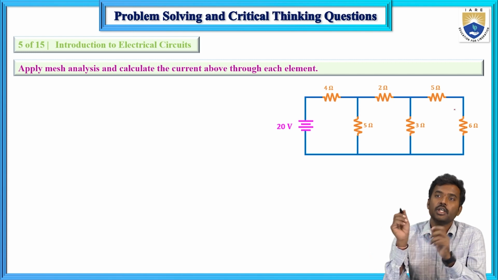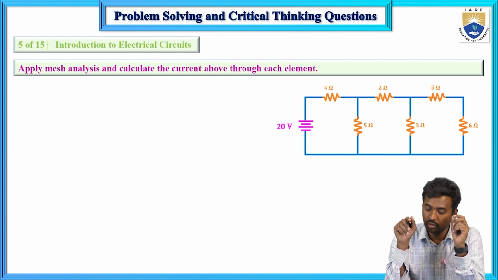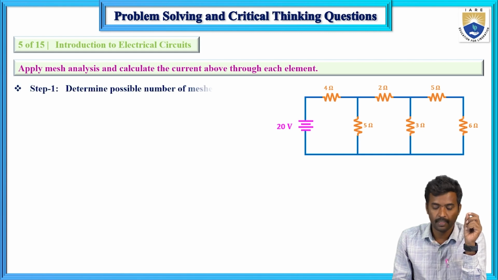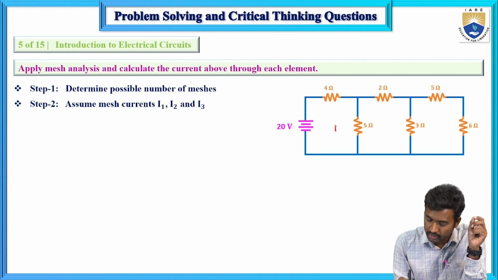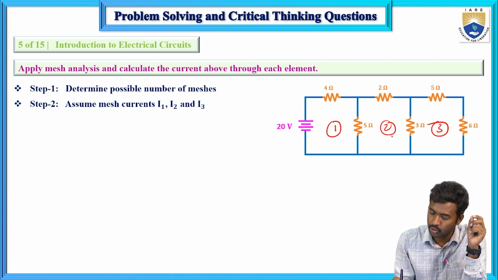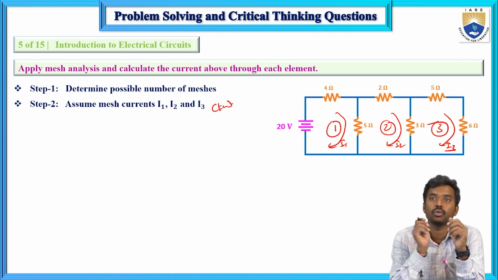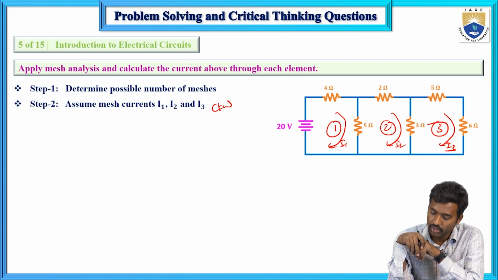So for the mesh analysis, you are supposed to follow a total of 5 steps. First, identify the possible number of meshes. How many meshes here? 1, 2, and 3 meshes. So this is mesh 1, mesh 2, and mesh 3. In step 2, assume the mesh currents. So this is I1, this is I2, and this is I3, in clockwise direction only. Assume the mesh currents in clockwise direction.